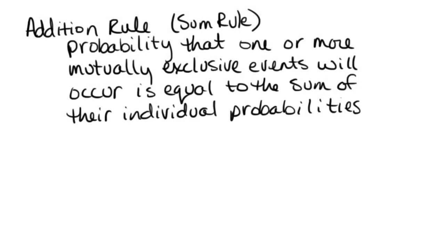The addition rule is a probability rule. It's also called the sum rule. And this particular rule states that the probability that one or more mutually exclusive events will occur is going to be equal to the sum of their individual probabilities.